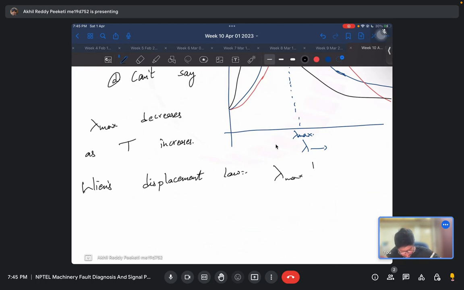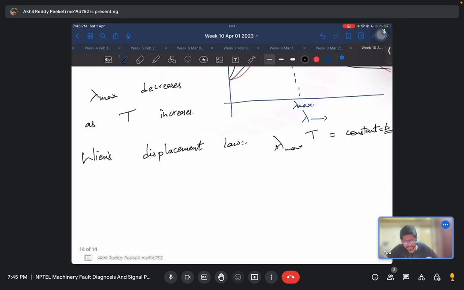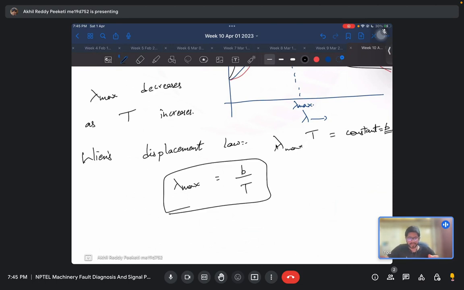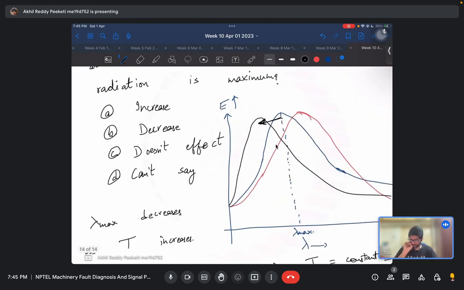Lambda max into T is actually a constant, usually denoted by B. So when you have temperature increasing, then the maximum wavelength decreases. So let's say you have some temperature where the maximum wavelength emission is around infrared. If you increase the temperature of that system, slowly the infrared comes to the visible range, and if you increase the temperature much more, then it becomes ultraviolet. Then even higher temperatures will make it X-rays, and even higher temperature will take it to gamma rays.